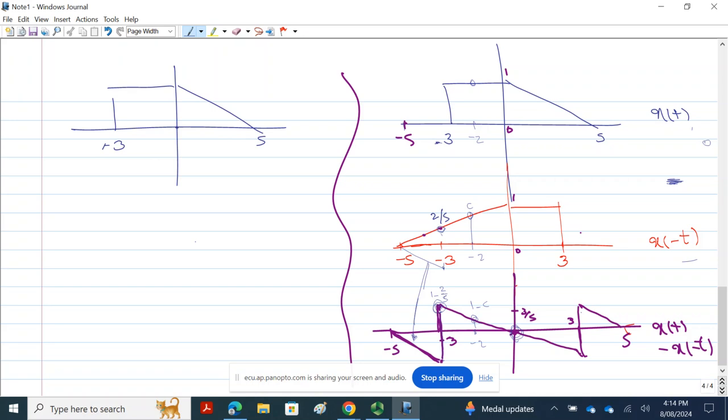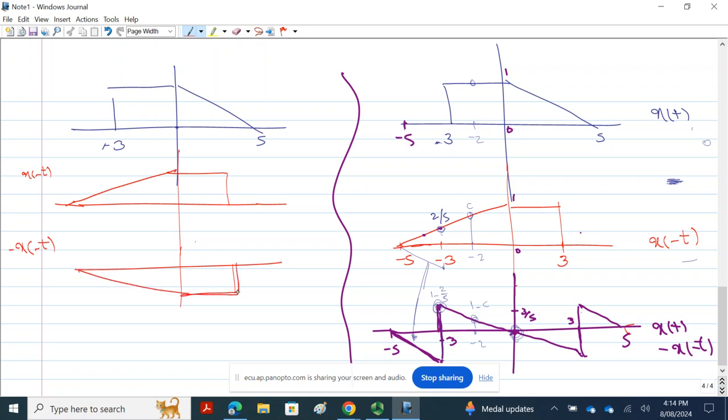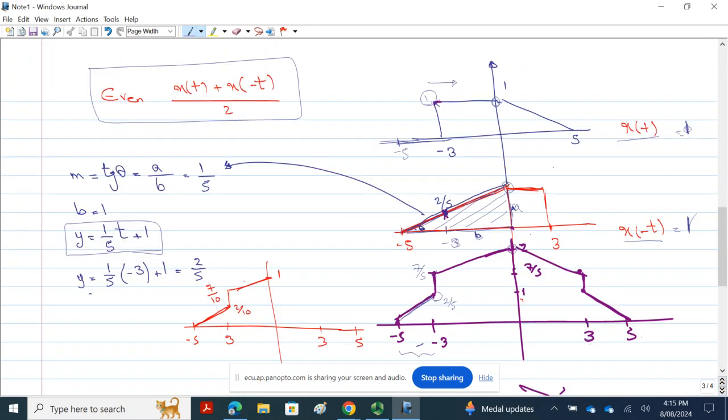What you should do is, first find x minus t, which will be this, and then find a minus x minus t, which will be this, right? And now add them. Now the question is, we have already calculated the equation for this line.